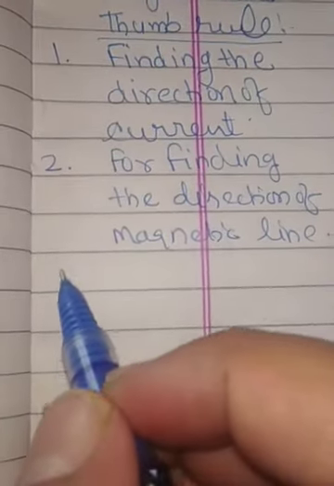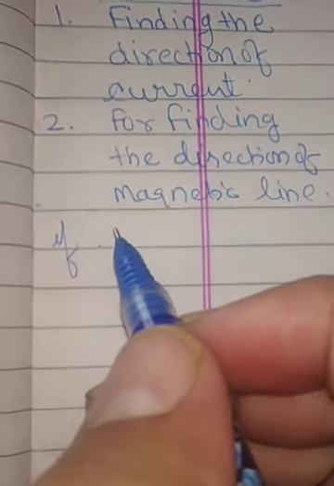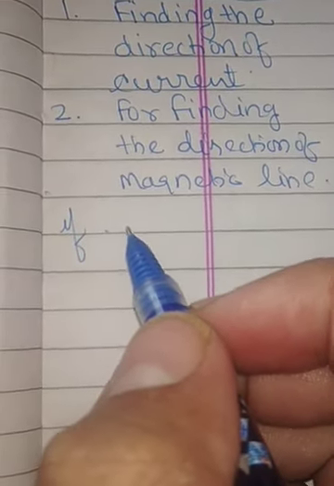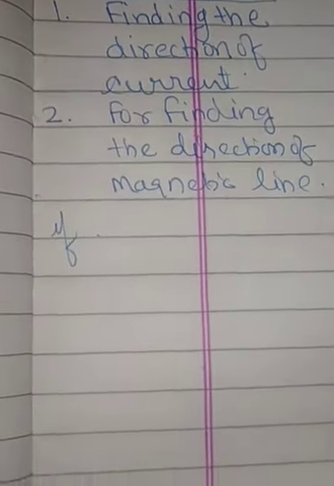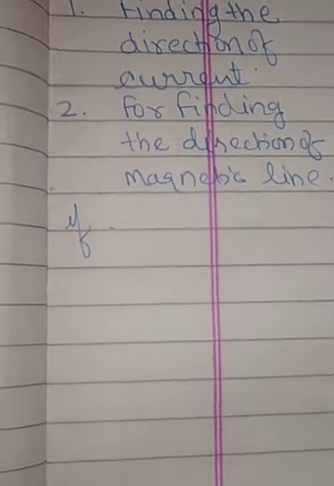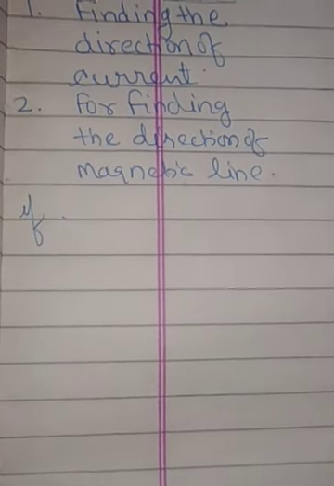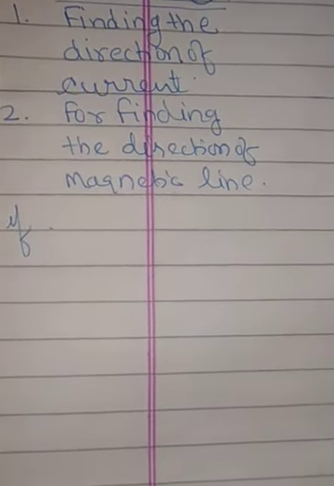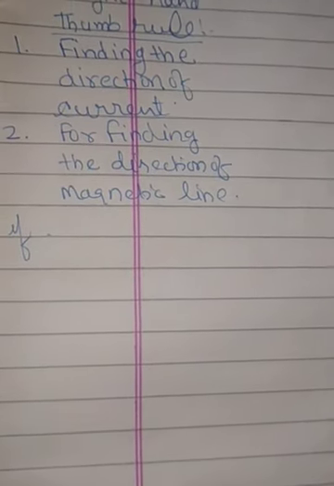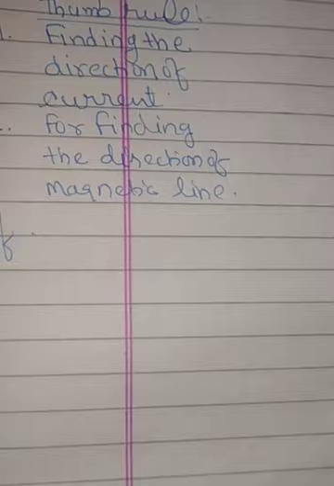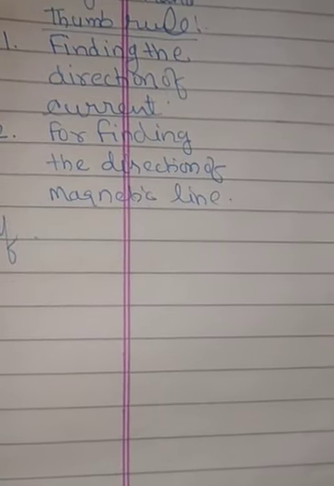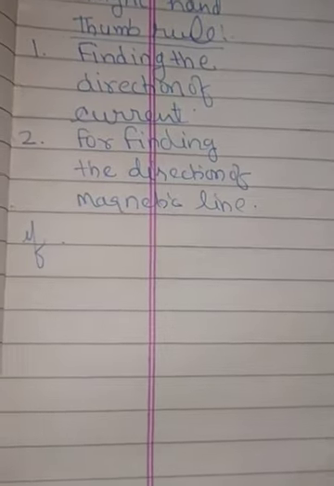What will you do in this case? Simply, if a current carrying conductor is imagined to be held in the right hand such that the thumb points in the direction of the current, then the curled fingers of the hand indicate the direction of the magnetic field.